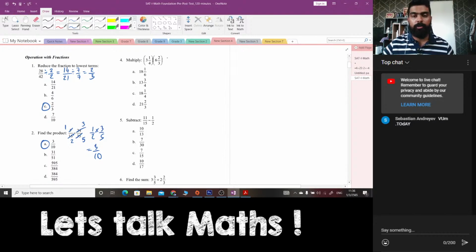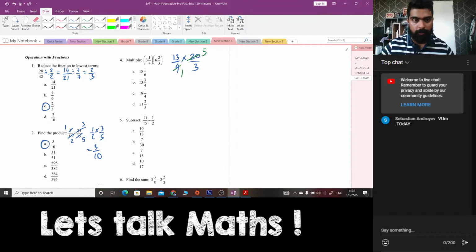Alright, so here first we are going to change it to improper fractions. So 3 and 1/4: 3 times 4 is 12, 12 plus 1 is 13. So we have 13 over 4 multiplied with 6 and 2/3: 6 times 3 is 18, 18 plus 2 is 20 over 3, right guys? Now let's see what can simplify. We know 4 can change to 1 and 20 will change to 5, right guys? So let's simplify first, it will make it easier.